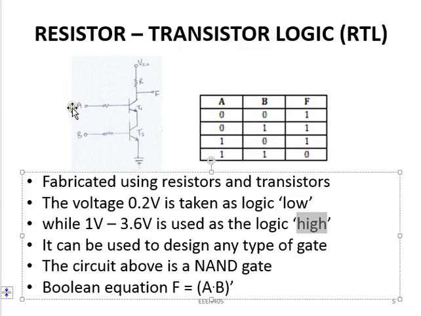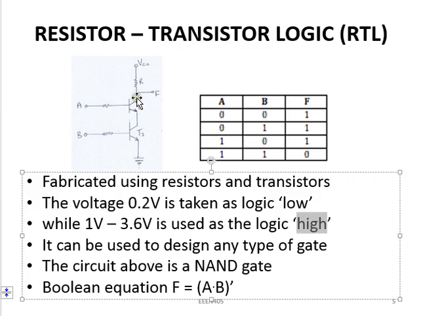The fact that A is low means transistor T1 is not conducting, so what comes from VCC will remain here. F will also be high. And the next case is where we have A is high but B is low. So if A is high, it means transistor T1 is conducting.